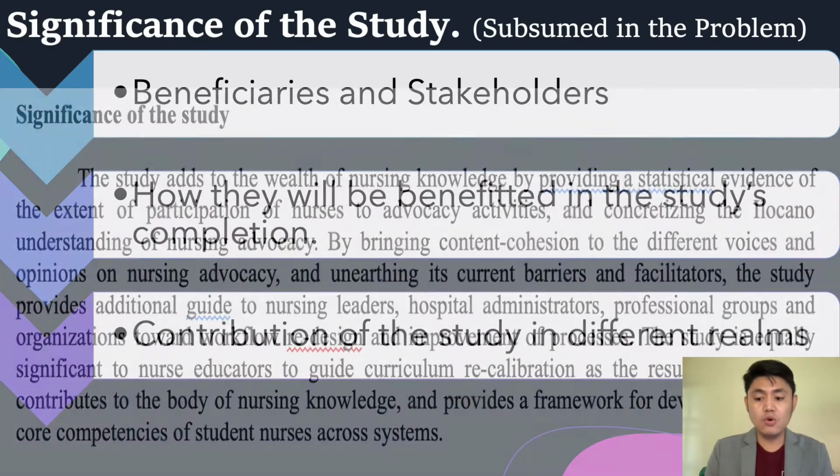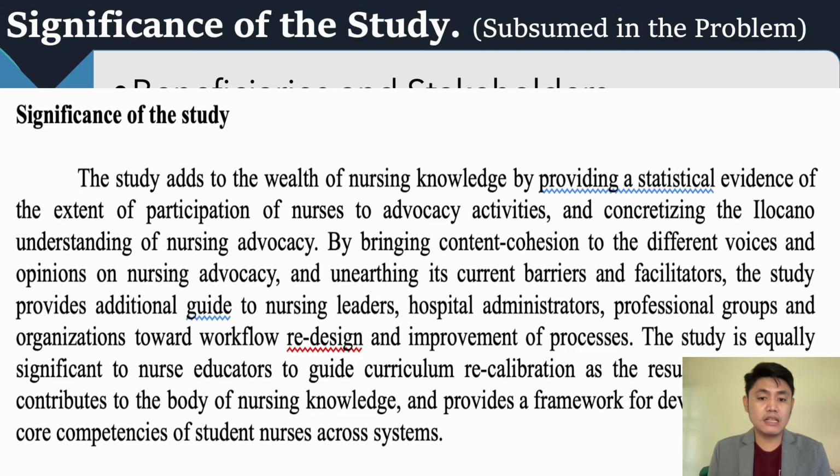Now I will show you a sample of the significance of the study. According to this study, the study adds to the wealth of nursing knowledge by providing statistical evidence on the extent of participation of nurses to advocacy activities. As you can see, this study will add to the wealth of knowledge within the nursing discipline.